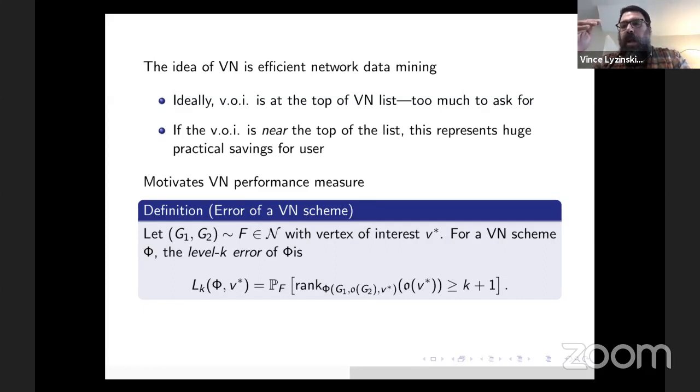So in fact, the level 1 error would correspond to the probability that the thing you're looking for in the second network is ranked 2 or lower, or 2 or higher, I guess, higher being 2, 3, 4, all the way down.